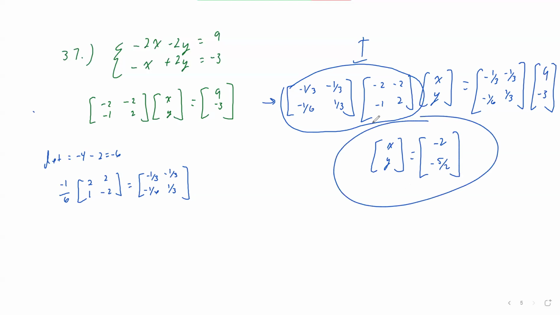So another way to solve for your X and Y is by finding the inverse and multiplying the left side of the equation by the inverse, and you get your answer. All right, let's do a couple more of those. Let's look at number 38.